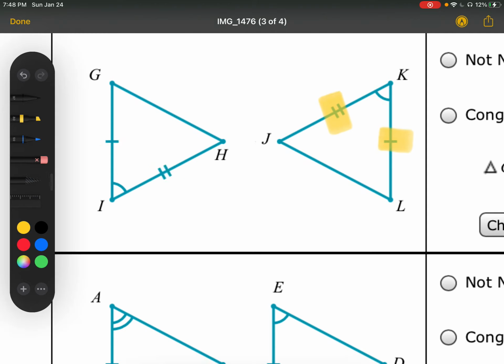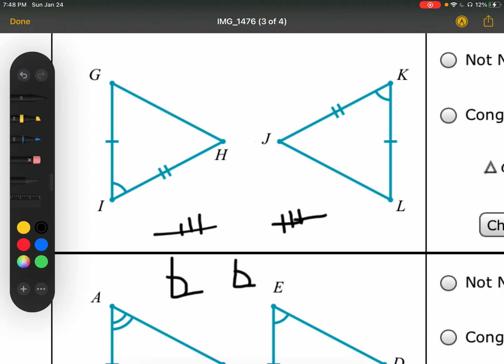So actually, I'm gonna do this in different colors. Let's say I have a line with a tick mark and a line with a tick mark. Those two lines are the same length. So if you have two tick marks, they're the same, or if they're three, they are the same. And the same thing goes with angles. If I have an angle and there's one little angle mark, that means that they are the same. If there's two, those two are the same, and if there's three, those are also the same. My drawings aren't that great, but you get the point.